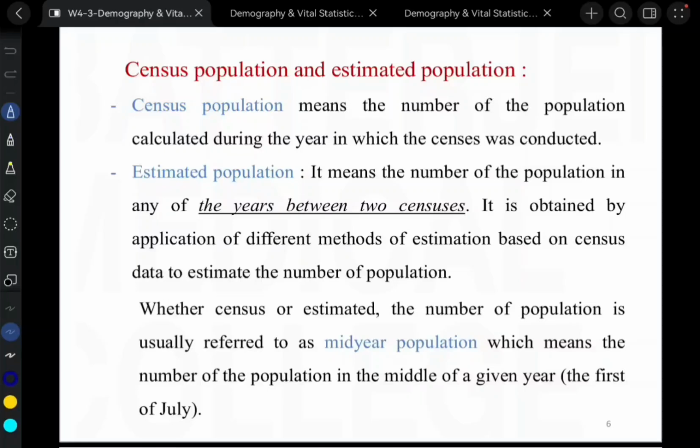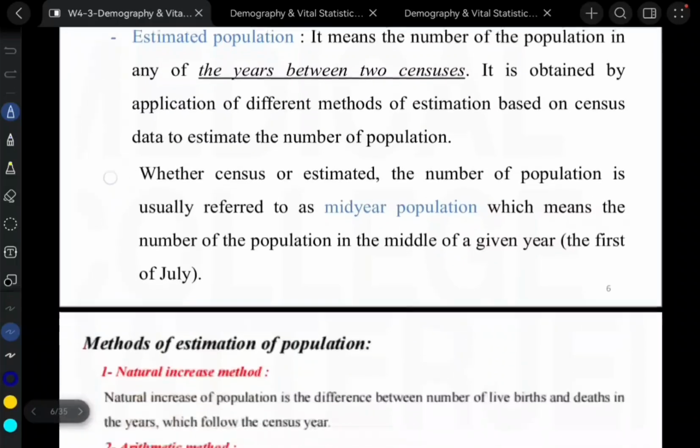And then we have the estimated population. It means the number of the population in any of the years between two censuses. It is obtained by application of different methods of estimation based on census data. Whether census or estimated, the number of population is usually referred to as mid-year population. That's an important term, by the way, which means the number of the population in the middle of a given year, the 1st of July. The reason why I say it's important is that off the top of my memory, I remember it being mentioned in most of the equations down there.